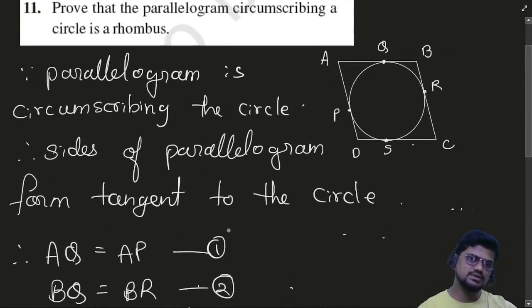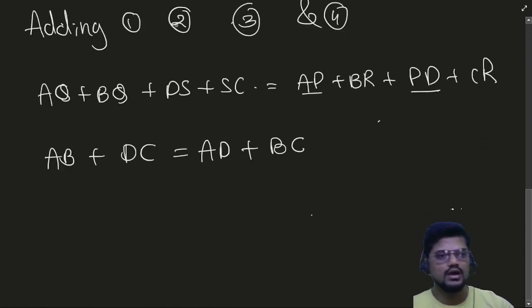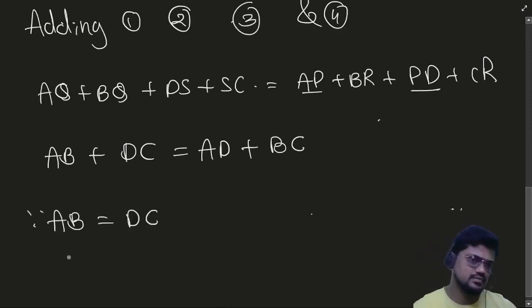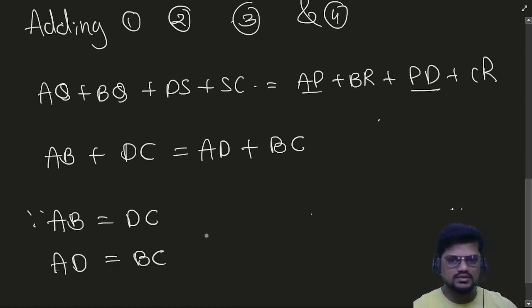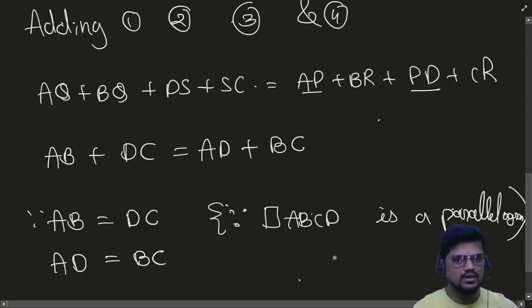AD plus BC. Now what I know is that AB is equal to DC and AD is equal to BC. Why? Since quadrilateral ABCD is a parallelogram. Is a parallelogram, no? Yes or no? It's a parallelogram.